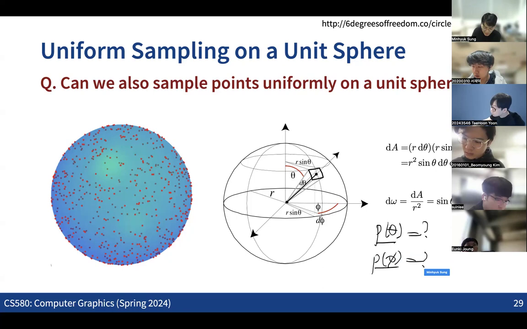Then let's also see how we can compute the CDF and how we can do the sampling based on this probability density function. So let's try this out.